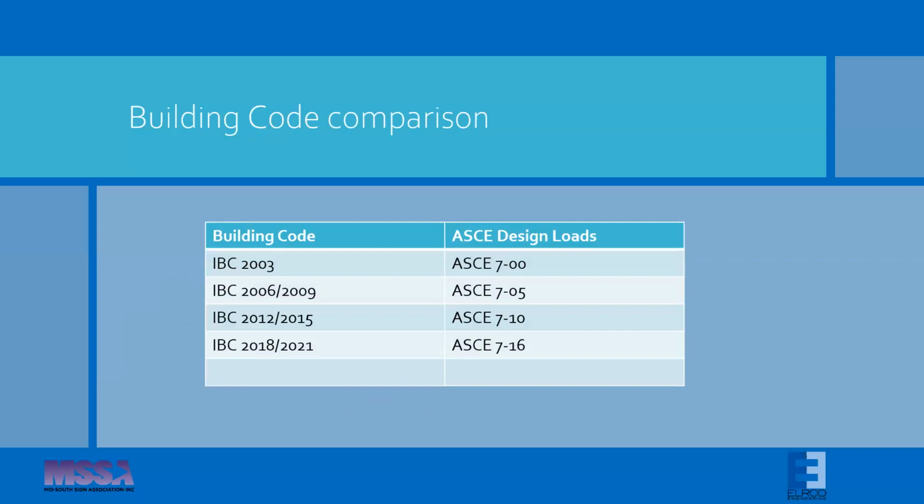So this is a comparison of the building code. As you can see, building codes reference design manuals that are prepared under the oversight of the American Society of Civil Engineers, or ASCE. The ASCE design manuals tell what and how loads are applied. It tells us how to do the analysis.